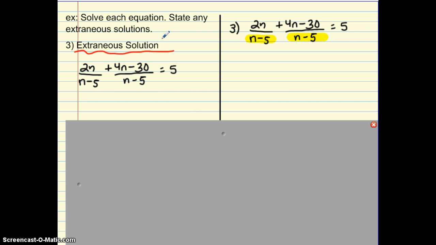Finally, example 3, we get to see what an extraneous solution is going to look like. The first thing that I want to notice is that my n minus 5s are a common denominator. So I'm going to combine my like terms up here. So I'll have 6n minus 30, over n minus 5, is equal to 5. And I'm going to multiply both sides by n minus 5.